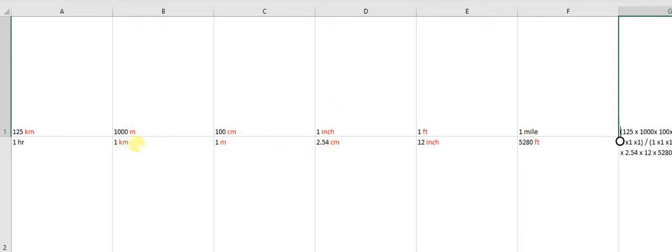We know that 1 kilometer is 1,000 meters. We know that 1 meter is 100 centimeters. We know that 2.54 centimeters is 1 inch, so on and so forth.